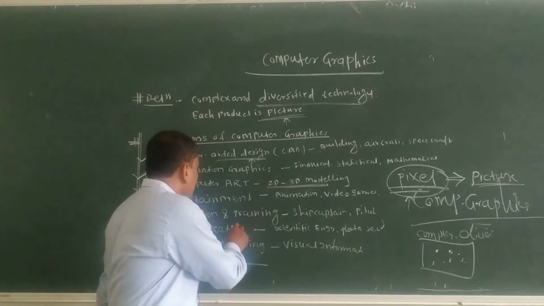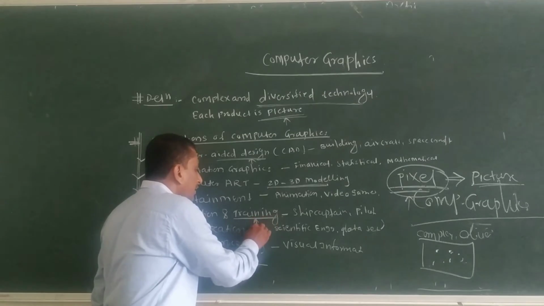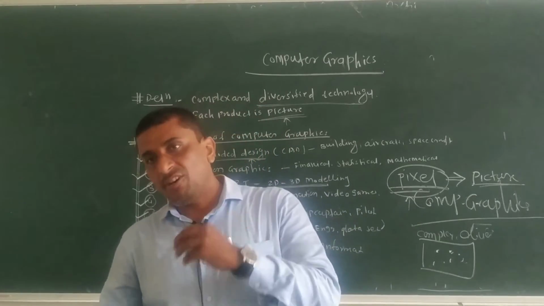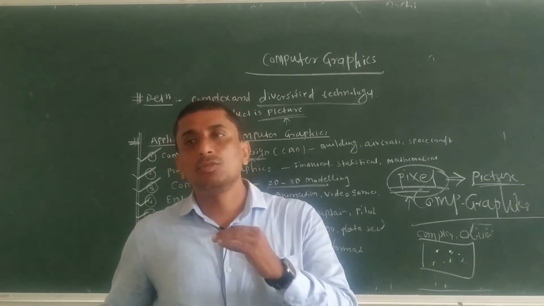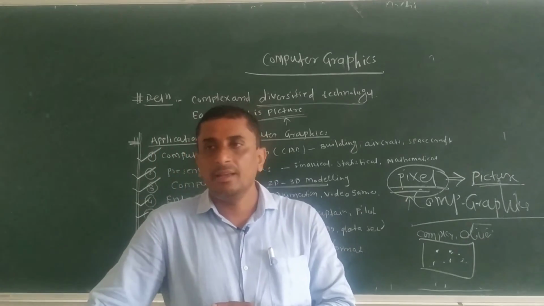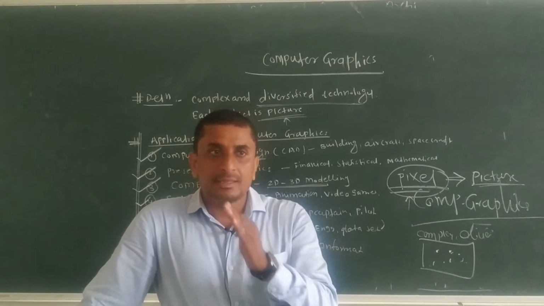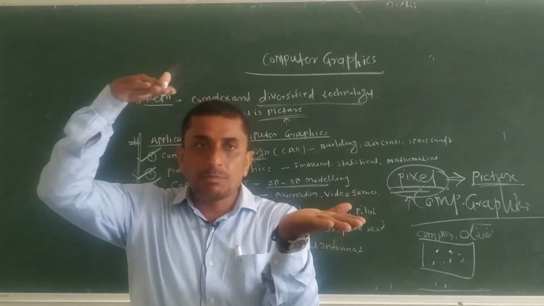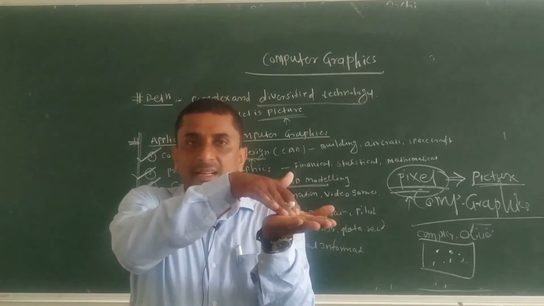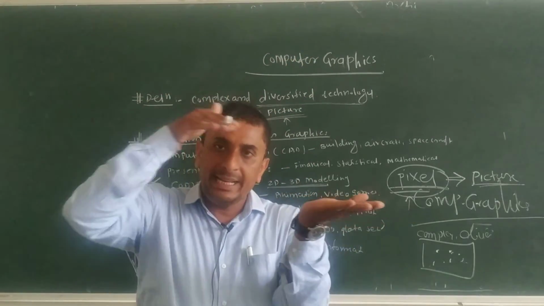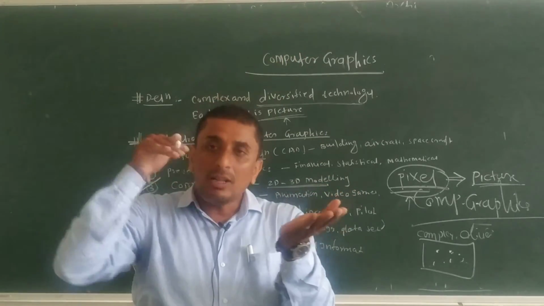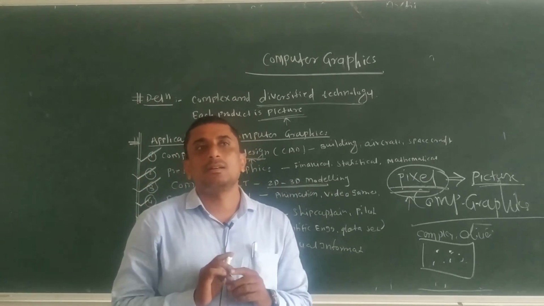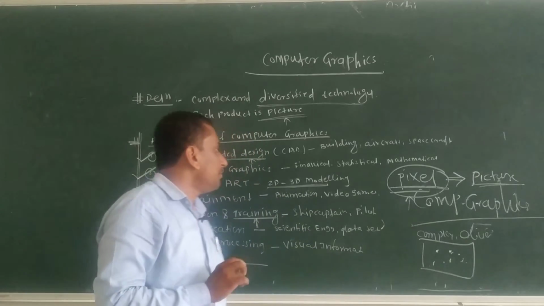On the other hand, the second parameter is training. How do we implement the training purpose? For example, we have to give training to an aeroplane pilot. The aeroplane pilot can be trained by using the concept of computer graphics: at what angle the aeroplane can land, at what angle it can take off. This landing angle and takeoff angle training is provided to the pilot by using computer graphics.